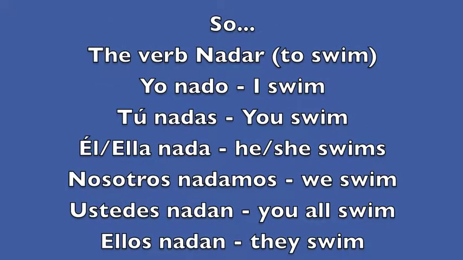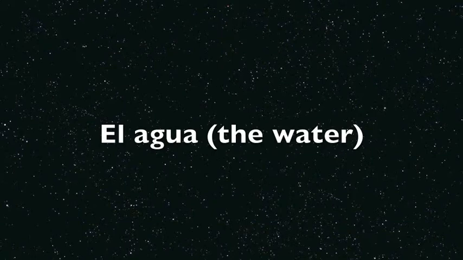So, the conjugation for the verb nadar, to swim, would be as follows. Yo nado, I swim. Tú nadas, you swim. Él nada, ella nada, he swims, she swims. Nosotros nadamos, we swim. Ustedes nadan, you all swim. Ellos nadan, they swim. The water? El agua. Careful with this one, because although agua does end in an A, and you would think it would be feminine, it's masculine, and it's el agua.